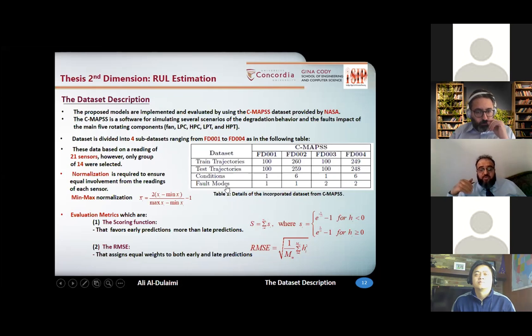To evaluate the proposed models, we use two metrics. The scoring function, which is an evaluation measure proposed by the PHM Society in 2008, and it favors the early predictions more than the late predictions. And the most popular measure for evaluating the performance, which is the root mean square error, that assigns equal weights for both the early and late predictions.